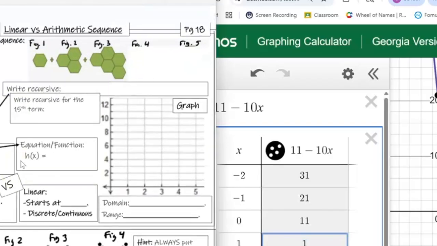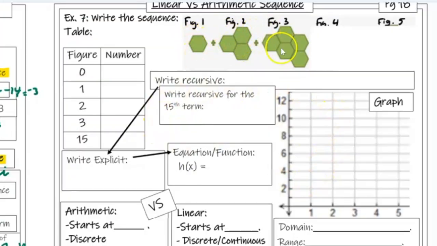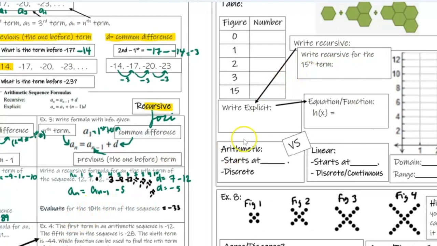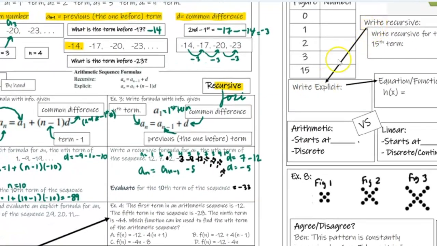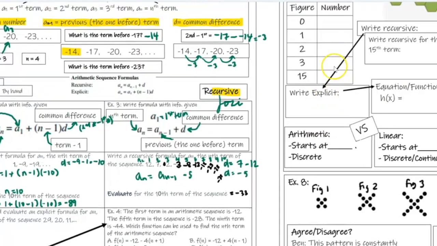You're going to actually do just the top of page 18. So here's some figures. Go ahead and write out the pattern. Okay, so figure 1 has how many hexagons and so forth. Fill this out. Okay, then write the recursive. Now that you know the recursive, find the 15th term like we found the 10th term here. Then write your explicit. Okay, so go from recursive to explicit like we did here. And then go to function notation.